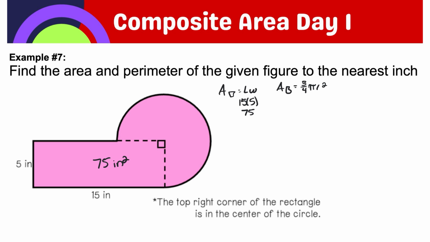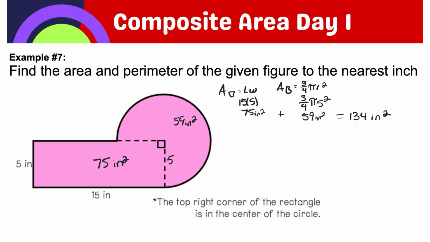And now for the next part, it says find the area of the 3/4 circle. Now, if this distance is 5 right here, that means that this distance is 5. So that's going to be our radius is 5. So 3/4 pi 5 squared. And it says to the nearest inch, so we'll use the calculator. And that gives us 59 inches squared. And finally, add those two together to get your final area, which is 134 inches squared.